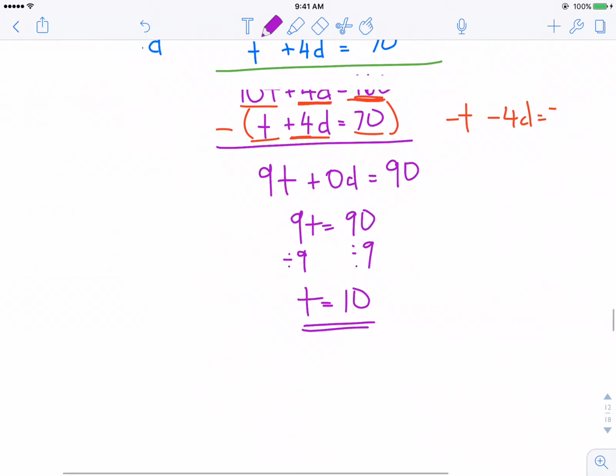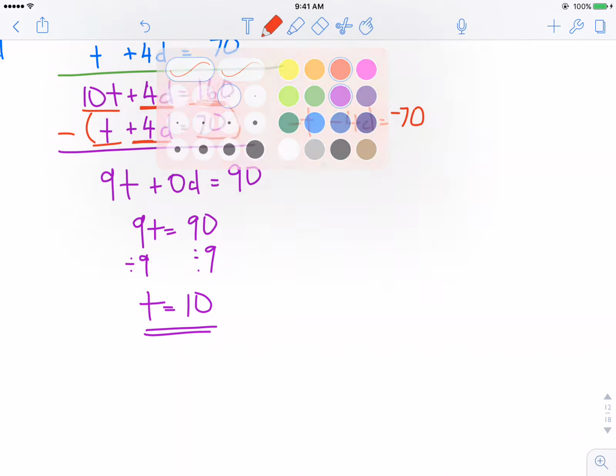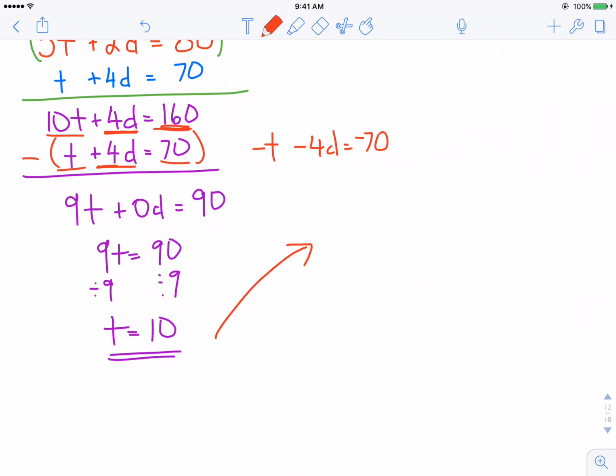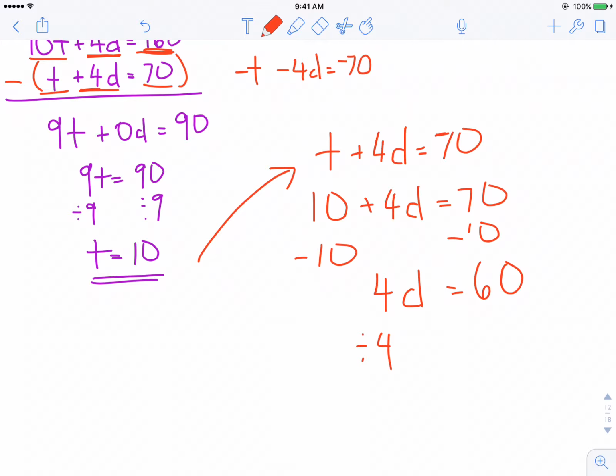So the cost of each tulip bag is $10. I go back to an original equation. It does not matter which one. And I resubstitute. I'm going to go t plus 4d is equal to 70. Substitute in 10. 10 plus 4d is equal to 70. Subtract 10. Subtract 10. 4d is equal to 60. Divide by 4, divide by 4, d is equal to 15. So the cost of each daffodil bag is $15.